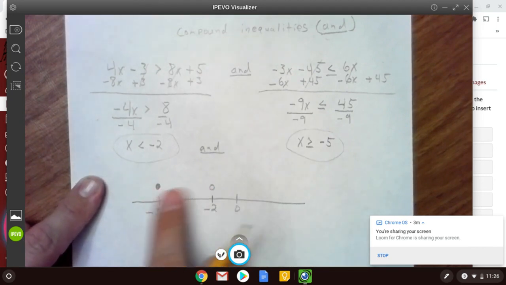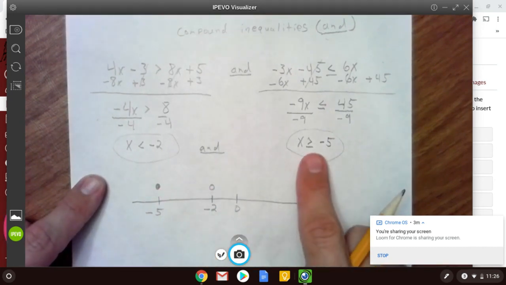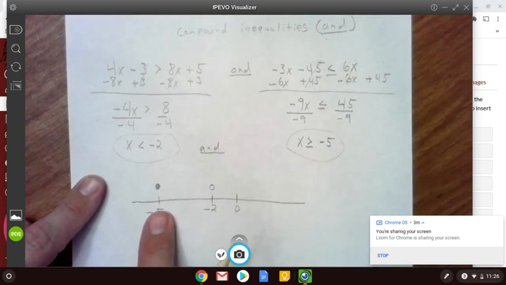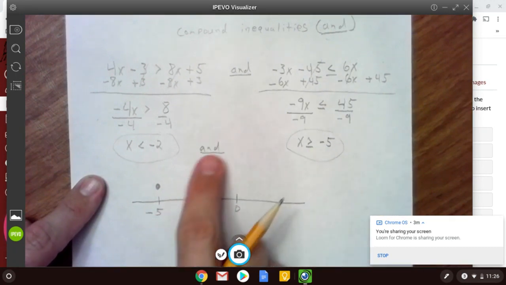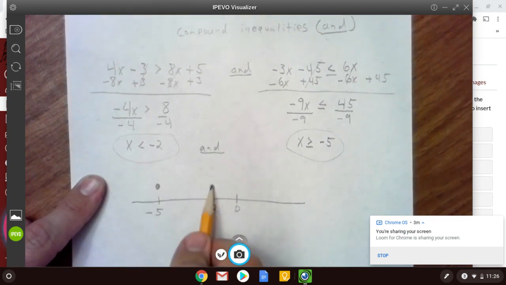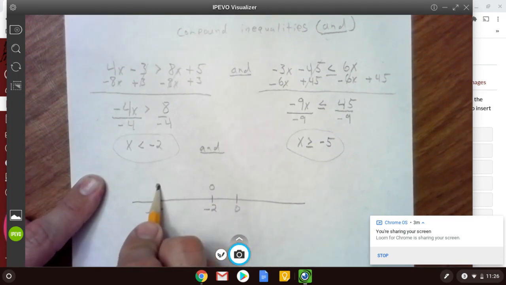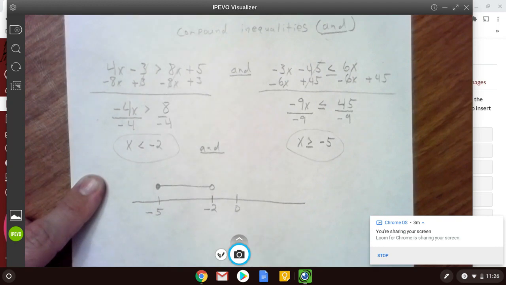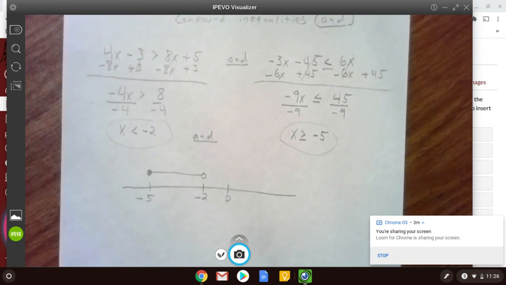So the way these are going to work is they're going to be connected. We want numbers that are greater than negative 5, so going this direction, but they also have to be less than negative 2. So it's going to be negative 2 going this direction. And it's got to satisfy both of them, so it's only going to be in this little region here. So negative 3, negative 4, negative 5 you can count, but not negative 2. All right. Let's do one more.